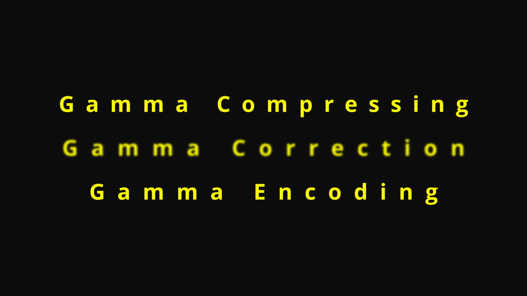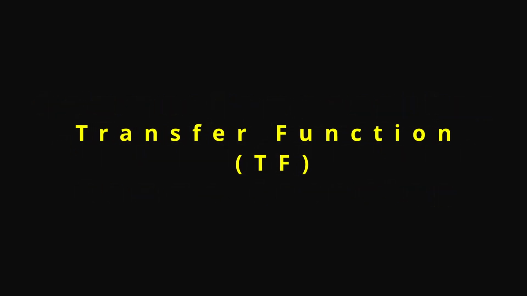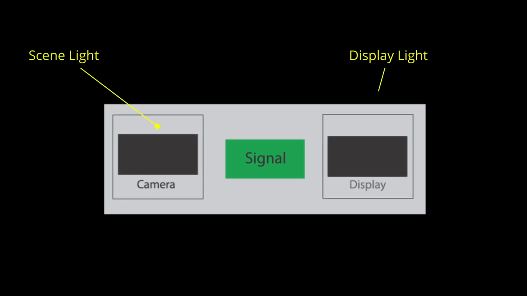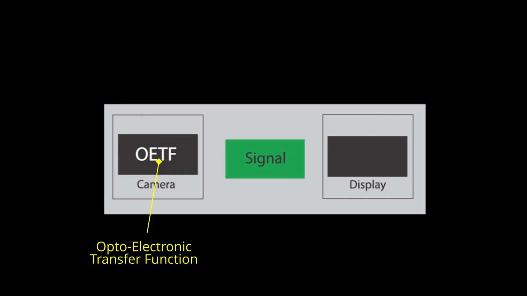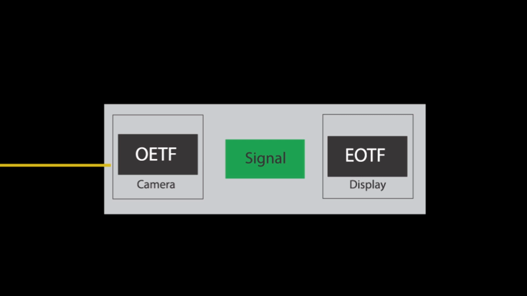This is also called gamma correction, gamma encoding, or gamma compressing, but these terms all refer to a similar concept. We can name all this process the transfer function. TF, or transfer function, is used in images and videos to describe the relationship between the electrical signal, scene light, and display light. The optoelectronic transfer function, or OETF, has the light of the scene as input, converted into the image or video signal as output.